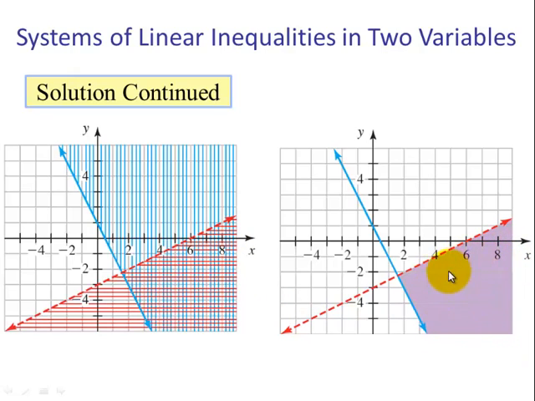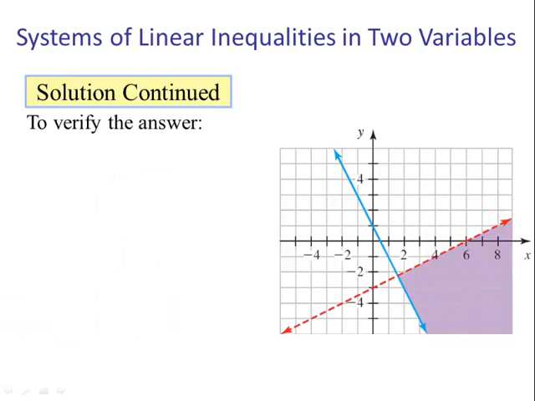So any point in this purple section is a solution, and this shaded region is the solution set. Let's verify. I'm going to pick a point in the purple region. I'm going to use (3, -3).